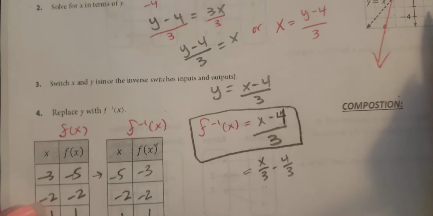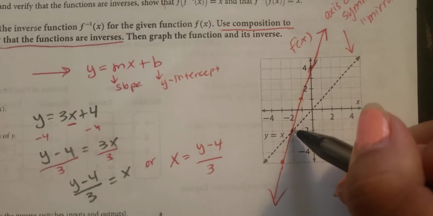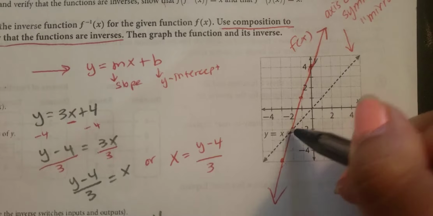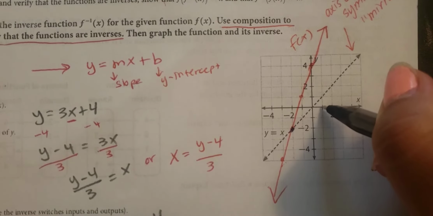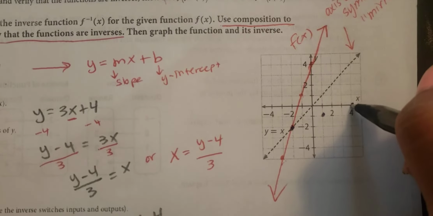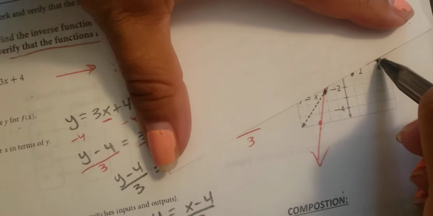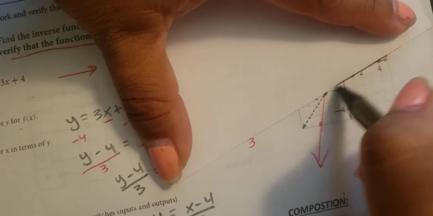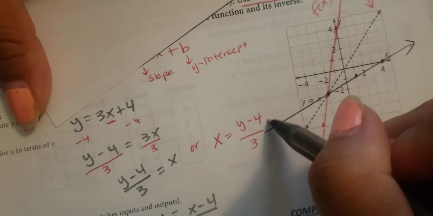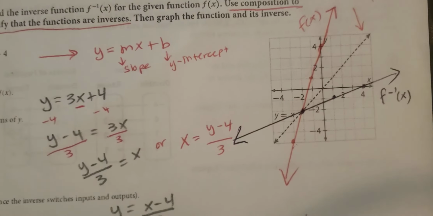So I'm going to plot negative 2, negative 2, which is going to be the exact same point, so it's going to overlap. Then 1, negative 1, and then 4, 0. So those are my 3 points. Now I'm going to graph my index card, and I am going to draw my line. And this is my f inverse of x.